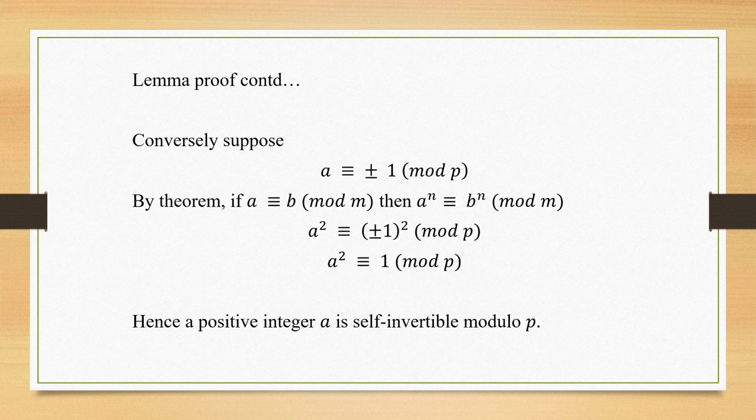So, lemma proof continued. Conversely, suppose A is congruent to plus or minus 1 mod P. By the theorem, if A is congruent to B mod M, then A to the power n is congruent to B to the power n mod M. So, I can raise both sides to a power and they remain congruent. This is what the theorem says.